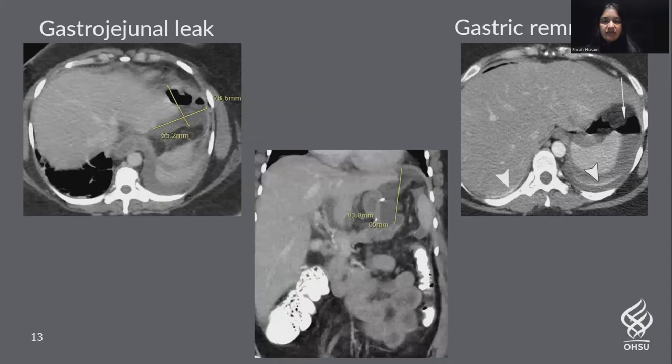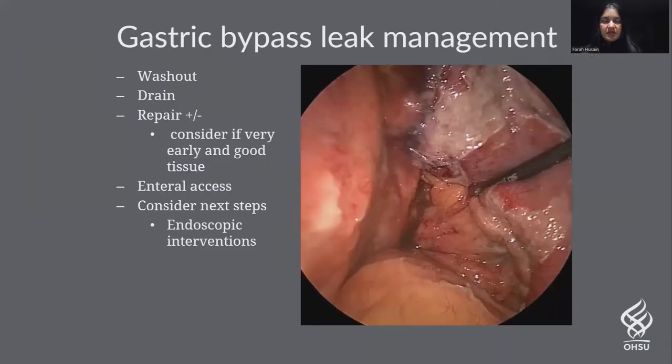Here are some examples of these studies. In the gastrojejunal leak, what you oftentimes will see is a good amount of fluid surrounding the gastric pouch, as well as the gastrojejunostomy. In the gastric remnant leak on the right, you may not see as much fluid, although you may see a significant amount of fluid as well. You may just see a significant amount of air coming from that remnant. So the contrast will usually be the difference in determining whether you think it's gastrojejunal or gastric remnant.